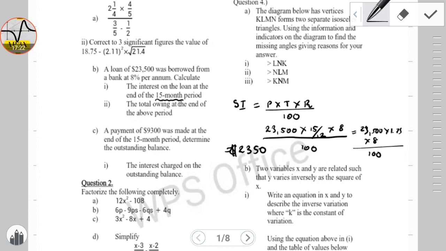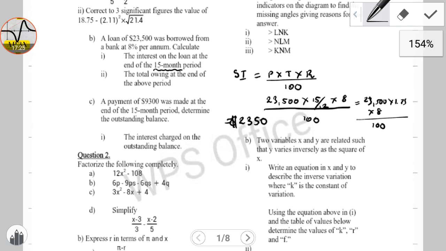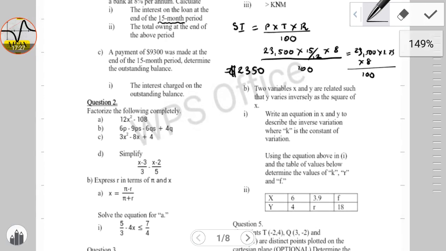We want to know the total owing at the end of the above period. So remember that in the initial stage you would have actually borrowed, say here, 23,500, and you will just charge interest of 2,350. So therefore that would have given you a total amount here of $25,850. That would be the amount that is currently owing at the end of that period, the interest plus your principal.